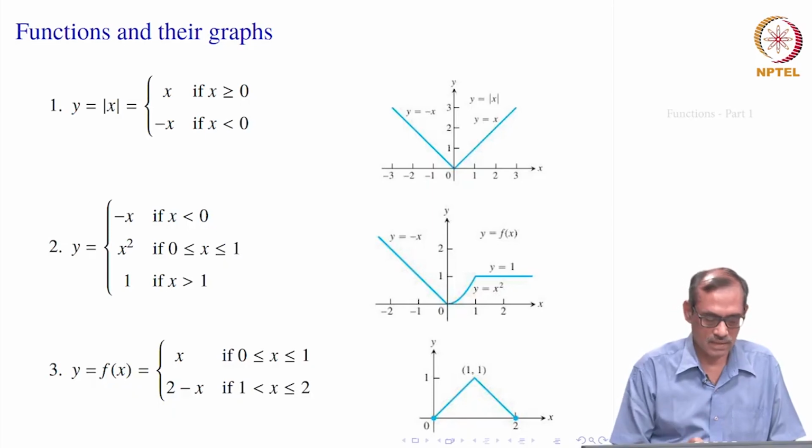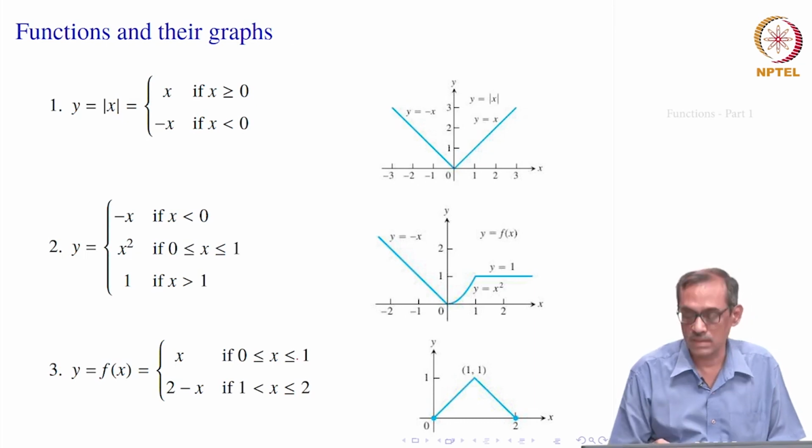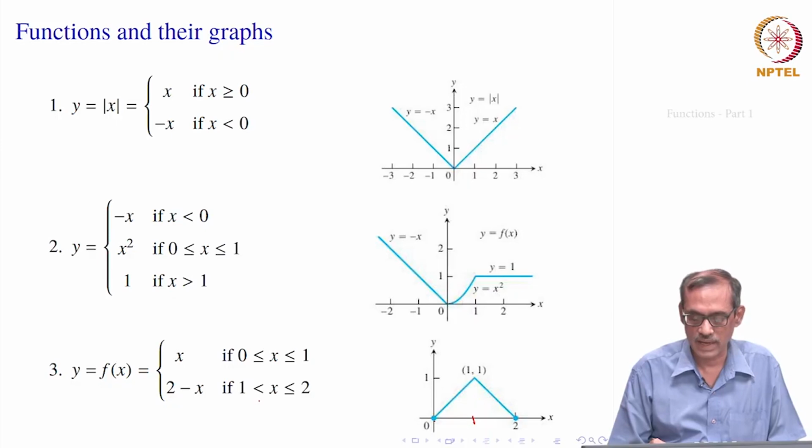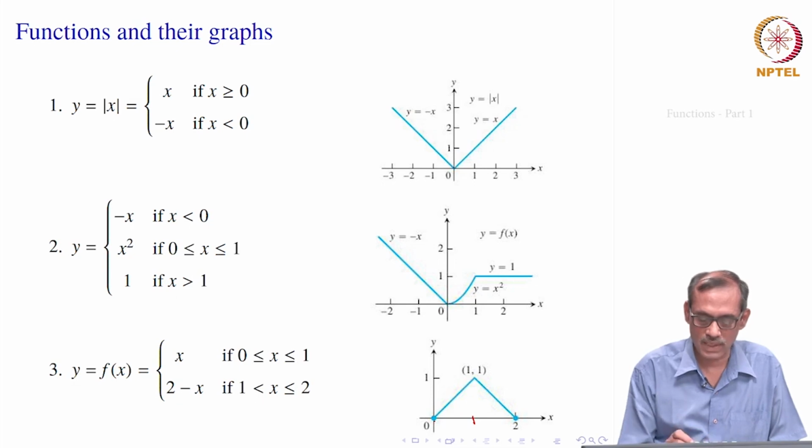Let us take another function, y equal to f of x, which is given as x when x lies between 0 and 1, and it is 2 minus x if 1 is less than x less than or equal to 2. So, at 1 the first one is applicable, its value is 1, at 0 it is 0, and it is y equal to x between 0 to 1.